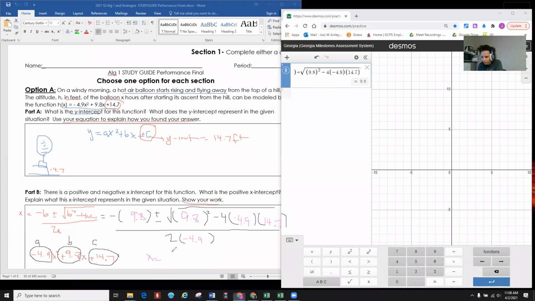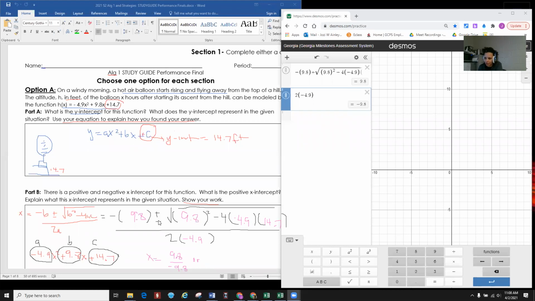So my first one is 9.8 divided by, and let's do the bottom. The bottom right here, 2 times parentheses, inside that parentheses negative 4.9, which is negative 9.8. So negative 9.8.